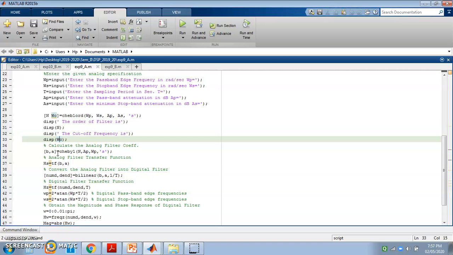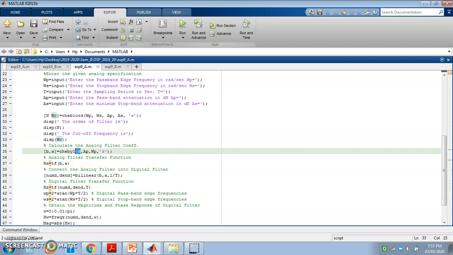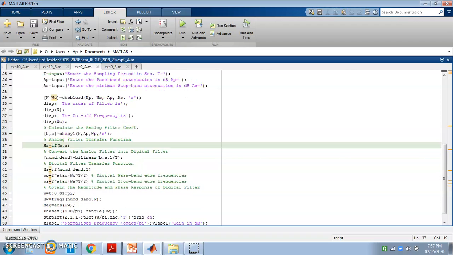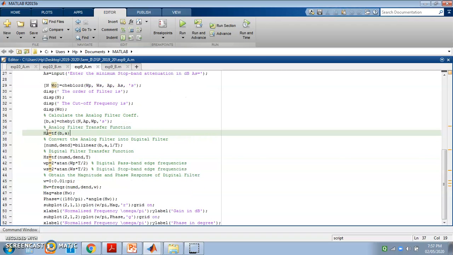One can calculate these by using the command cheb1, with the filter order capital N, the passband attenuation and the passband frequency. Once we provide these specifications, we can have the numerator coefficients and denominator coefficients, and that can be converted into the display form, that is the transfer function. So HA(s) is equal to tf of numerator coefficients comma denominator coefficients. So this is the analog filter, that is line number 37.